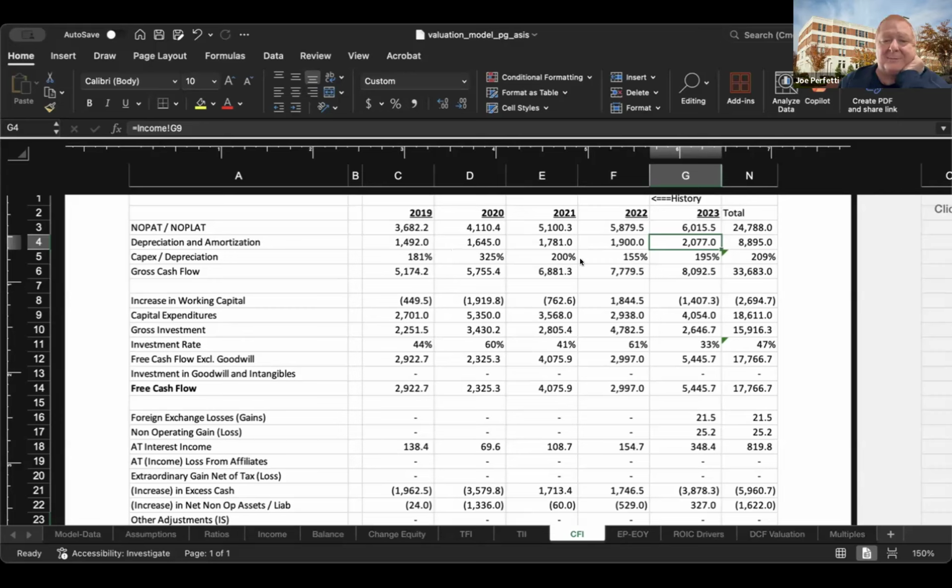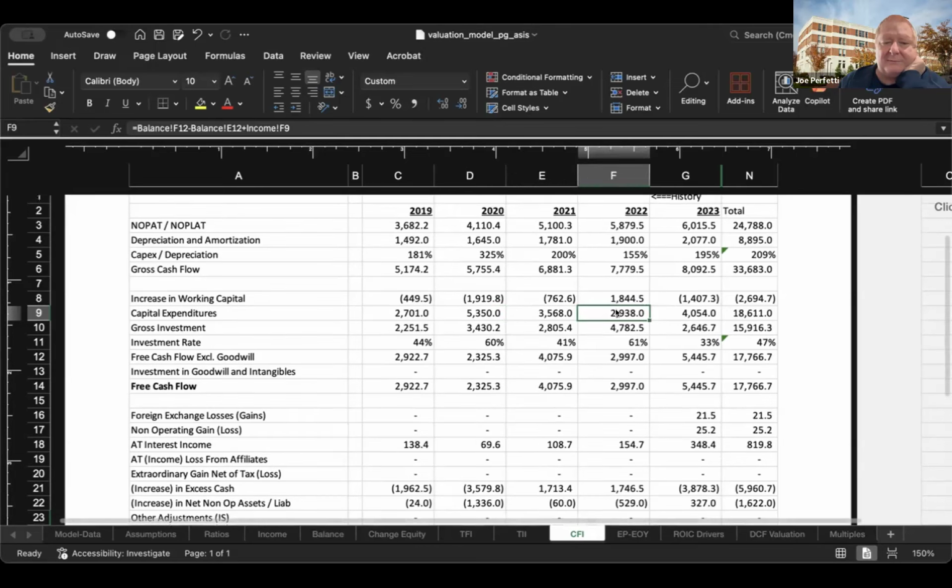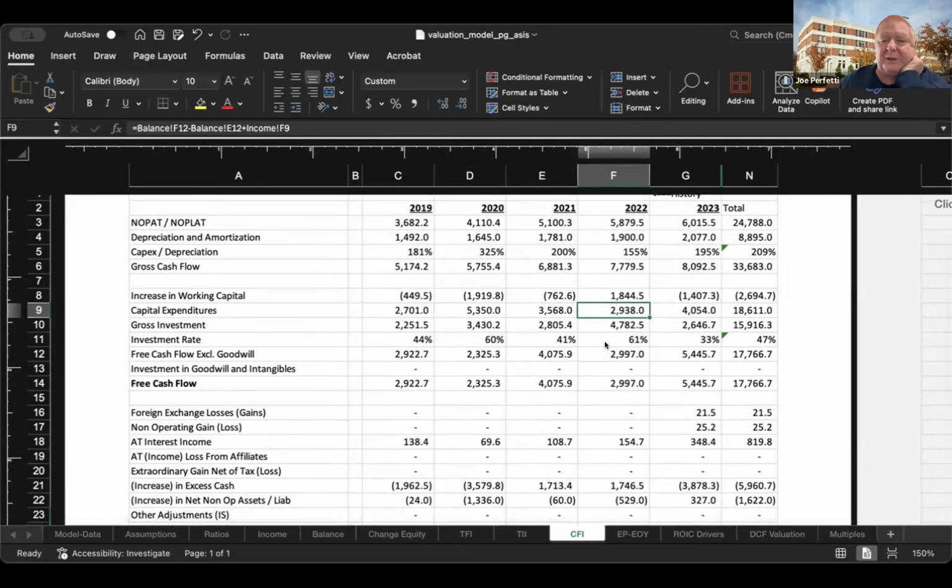Pattern number 2, CapEx to depreciation, generally around 200%, although they spent a little bit more in 2020, a little bit less in 2022. Okay. And when they spent more in 2020, they upped their CapEx to the highest level at 5.3 billion. And at the low point, it was 2.9 billion. Okay. And again, the investment rate, 40 to 60%, although a little bit lower reinvestment rate in 2023, but still signaling some growth overall for the firm.